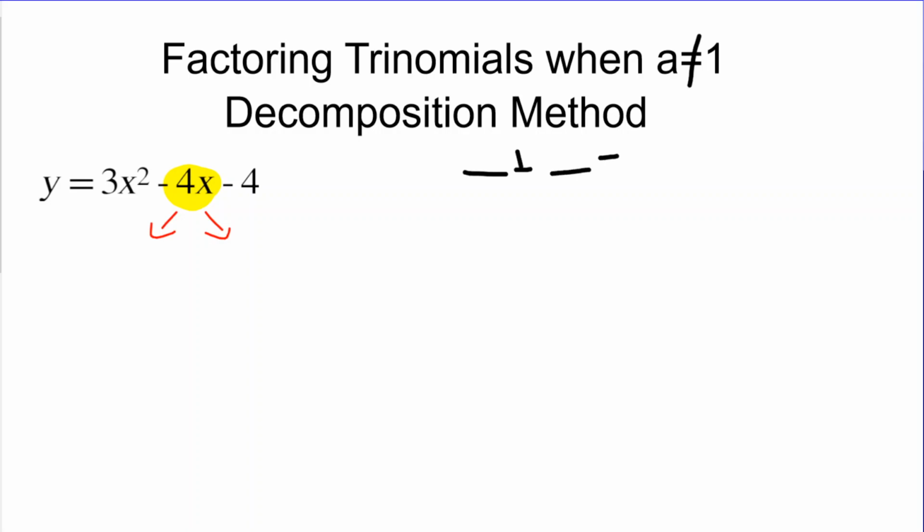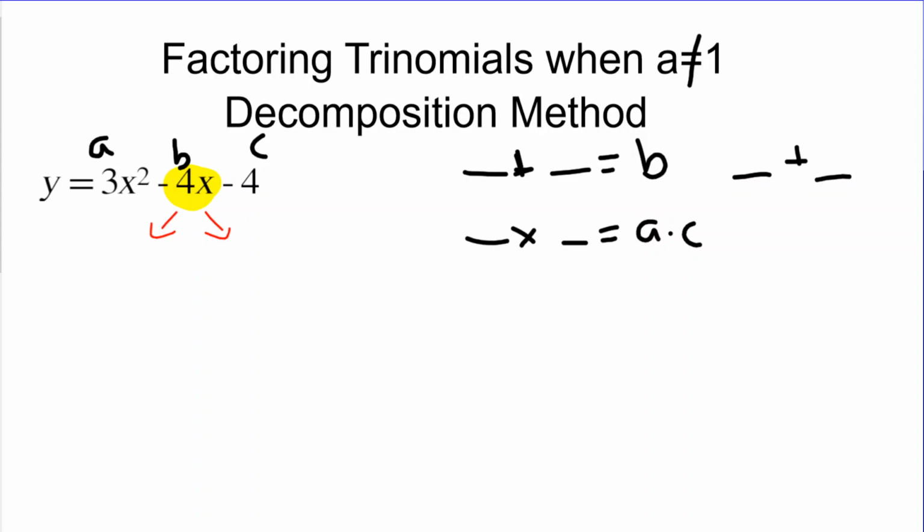I need to find two numbers that add to my middle value, that add to b, and two numbers that multiply to, in this case, a times c. And when I'm saying a, b, and c, I'm referring to the coefficients of my x squared term, my x term, and my constant term, respectively. So in this case, I need to find two values that add to -4 and two values that multiply to the product of 3 times -4. So they're going to need to multiply to -12.